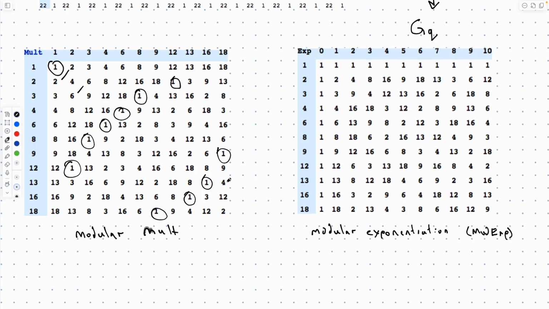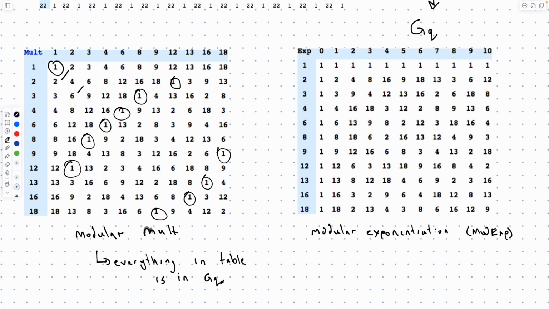Is there any number in this table that's not one of that group that I defined as GQ? I have all the numbers of GQ on the column and the row. Is there any number in the table itself that's not a number of GQ? It would take you a while to look at it, but you can see that there isn't. So everything in the table is in GQ. Okay, so that's an interesting property.